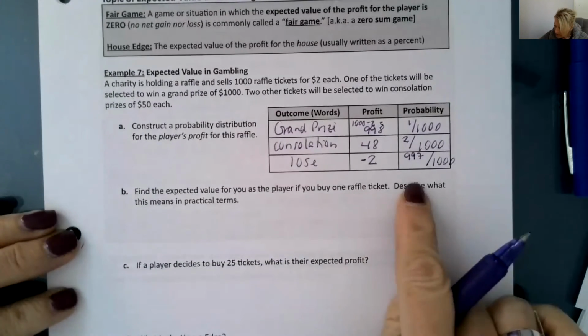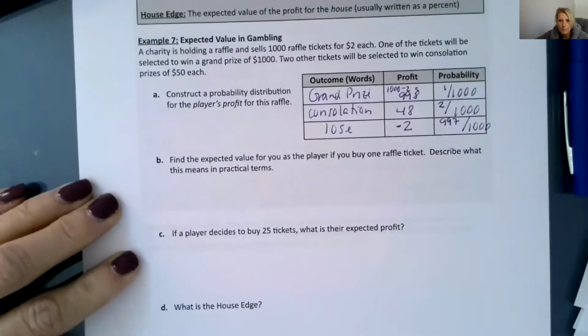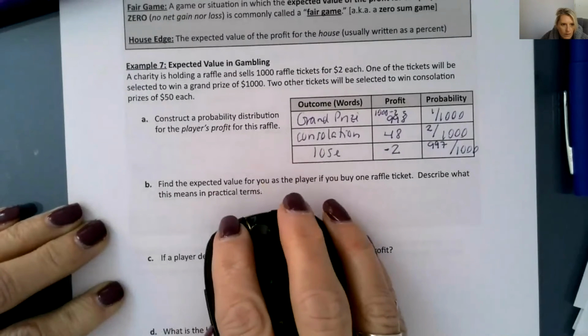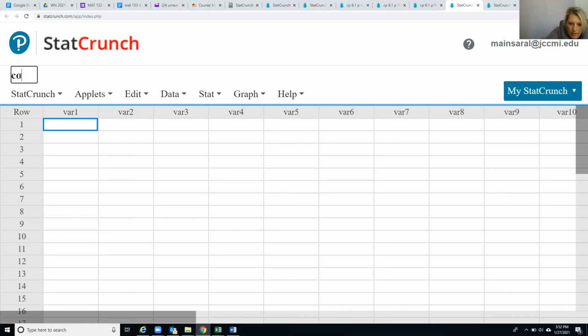So we're going to go to StatCrunch and put this in. It says, find the expected value for you as the player if you buy 1 raffle ticket. Describe what this means in practical terms. Okay. So we've got 998, 48, and a negative 2. And that's 997 out of 1,000 people. And that is 2 out of 1,000 people. And that's 1 out of 1,000 people.